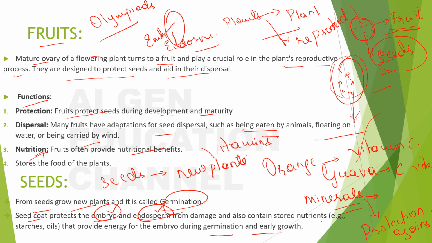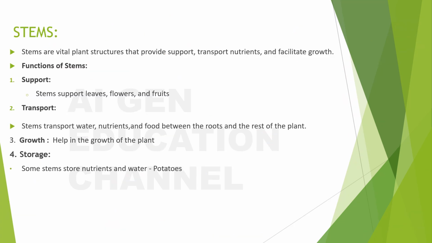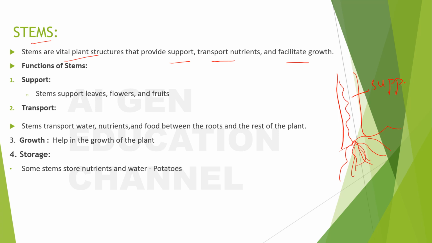Okay, now we are done with seeds, right? Next, stems. What are stems? Stems are the vital plant structures that provide support, transport nutrients and facilitate growth. We all know stems. What do they do? They provide support. First thing, support. And they transport nutrients from where? From the soil, right? The roots will absorb water and nutrients and this will be carried to the other parts of the plant through the stem. And they facilitate growth.